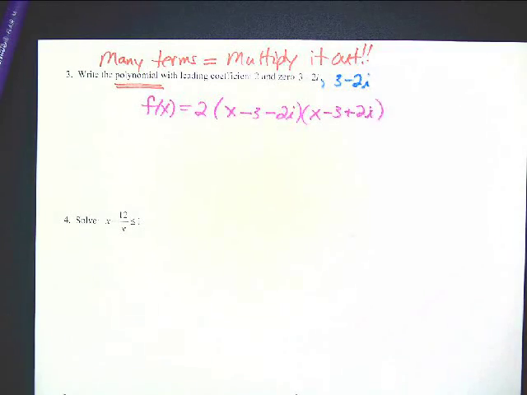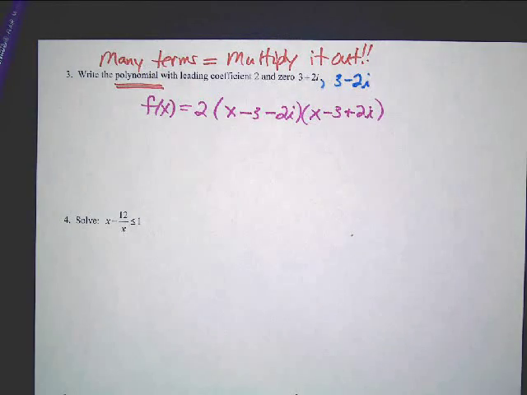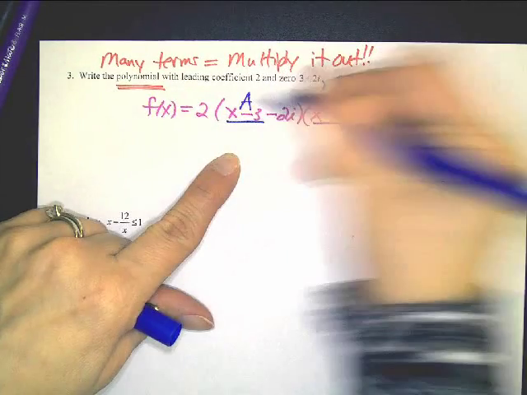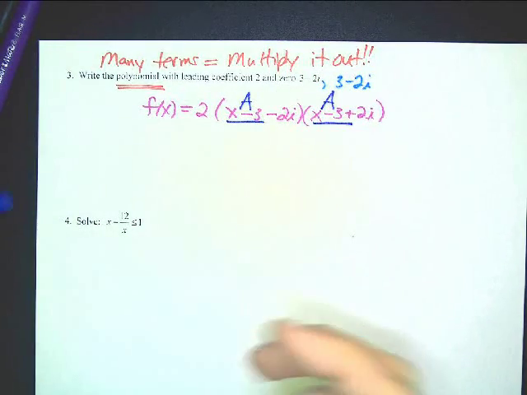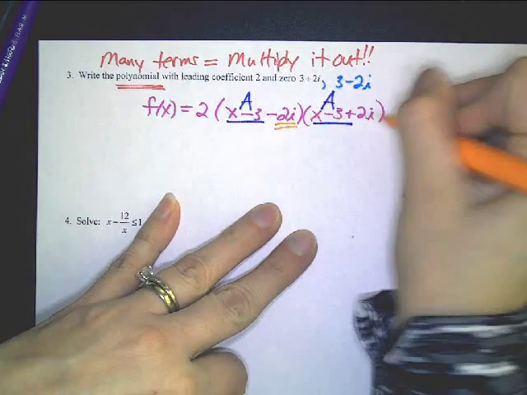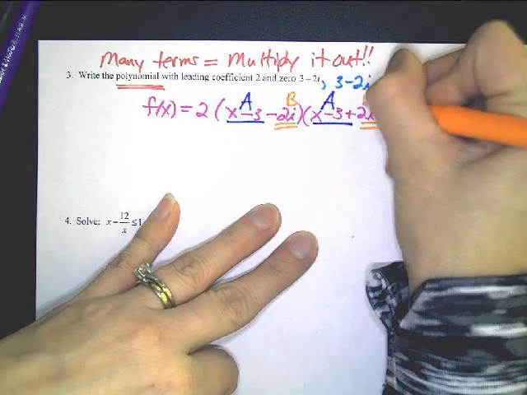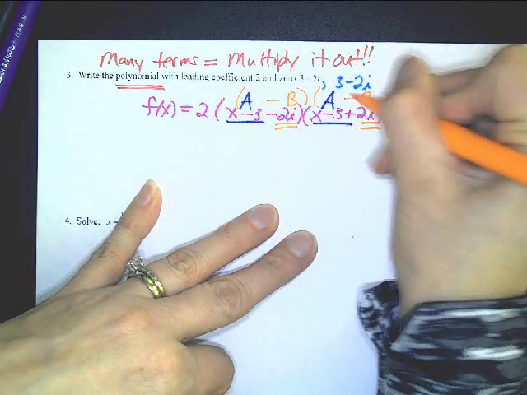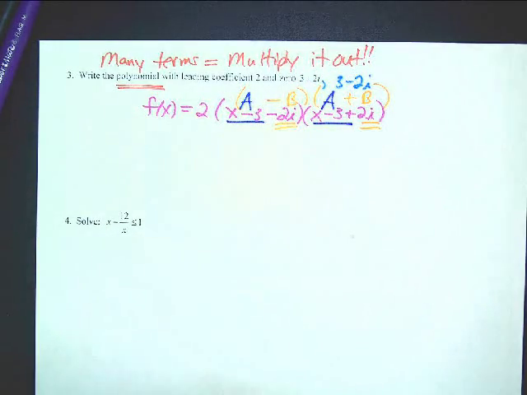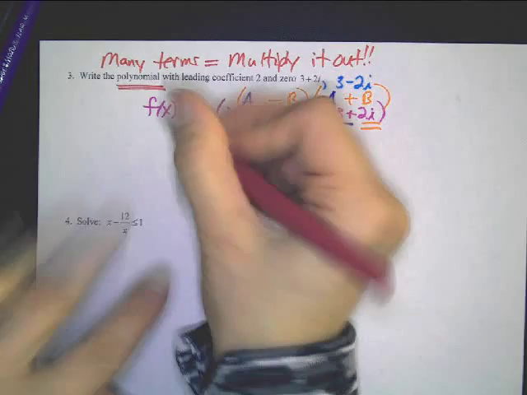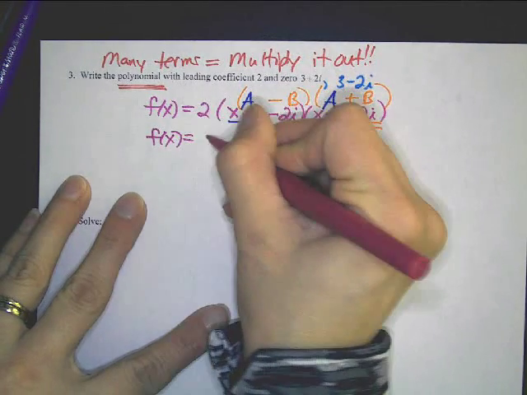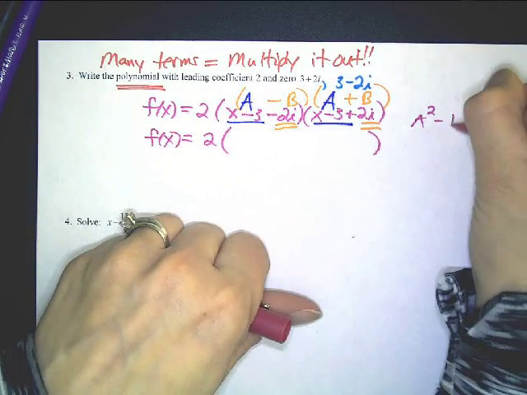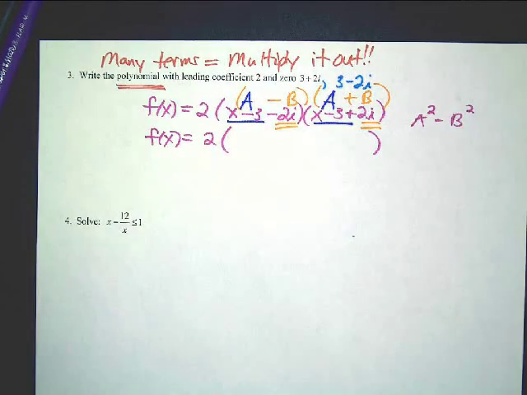Now I have to remind you of the a and the b trick. We have to multiply this out. So the a thing that they both have is x minus 3. And they both have a b thing, which is 2i. So the first set of parentheses has a minus b, and the next one has a plus b. So I'm going to multiply it out with that trick. I have to do a squared minus b squared, right?